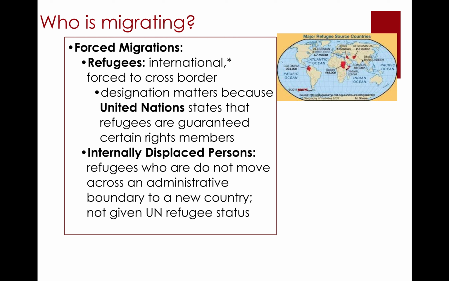Now we need to touch on who's migrating and forced migration. So we already gave our definition that people who are being forcibly moved from a location are known as refugees. And these refugees are forced to cross an international border. Now that terminology is important. To be considered a refugee, according to the United Nations definition, you must be crossing an international border.